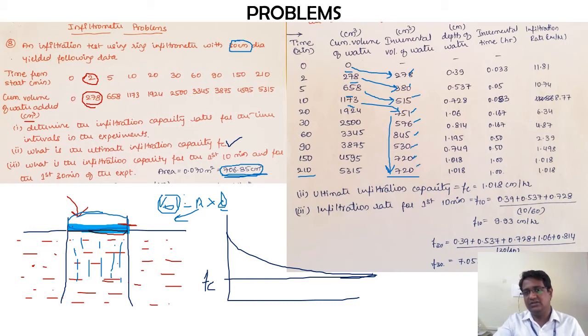Now with respect to that, how is this 0.39 coming? If I try to explain, it is as good as 278, so that is 0 to 2 minutes, the amount of water added is 278 centimeter cube.